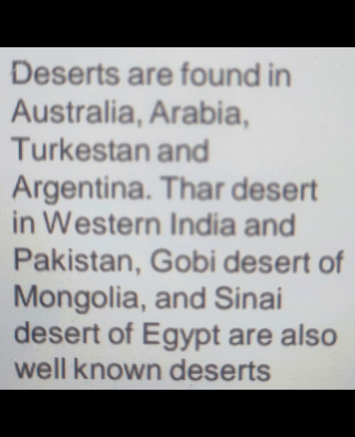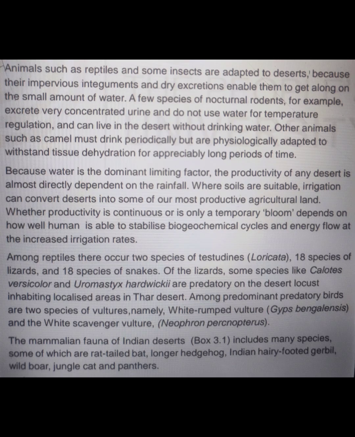Deserts are found in Australia, Arabia, Turkestan and Argentina. Thar Desert in western India and Pakistan, Gobi Desert of Mongolia, and Sinai Desert of Egypt are also well-known deserts. Animals such as reptiles and some insects are adapted to deserts, because their impervious integuments and dry excretions enable them to get along on the small amount of water. A few species of nocturnal rodents, for example, excrete very concentrated urine and do not use water for temperature regulation, and can live in the desert without drinking water.